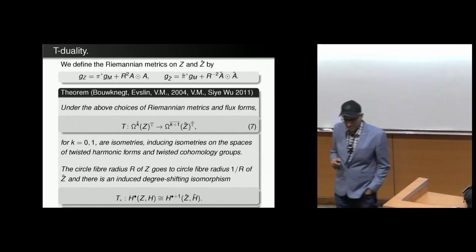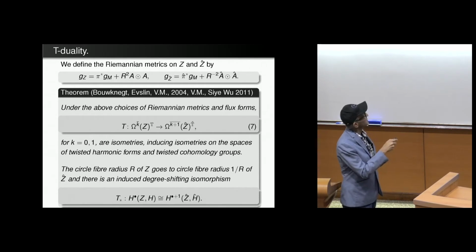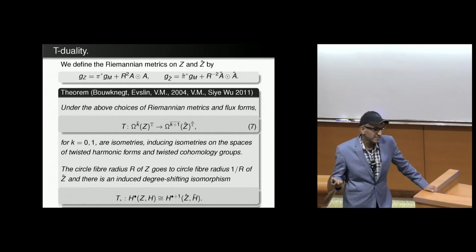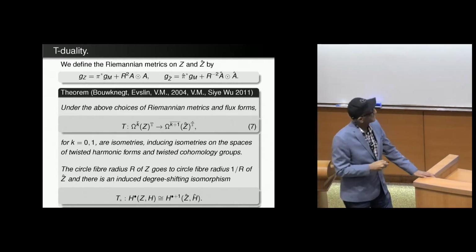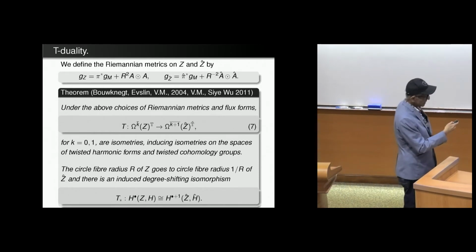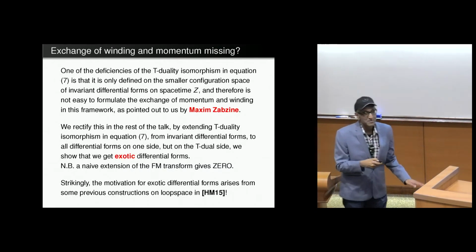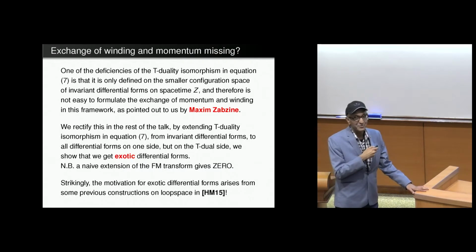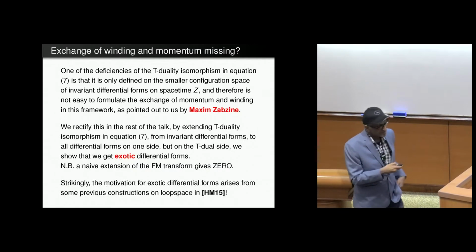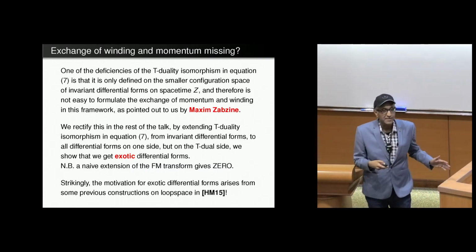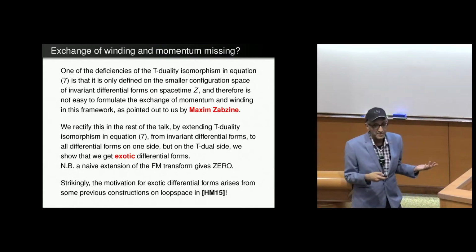So the point is that you can define twisted cohomology using the smaller invariant complex just because of the averaging procedure. And this sort of looked nice, but then one of the deficiencies was pointed out to us maybe last year or the year before by Maxime. So he said that if you take the invariant forms, it's very hard to see then momentum and winding, right? And the exchange of momentum and winding under T-duality is an important feature of T-duality.